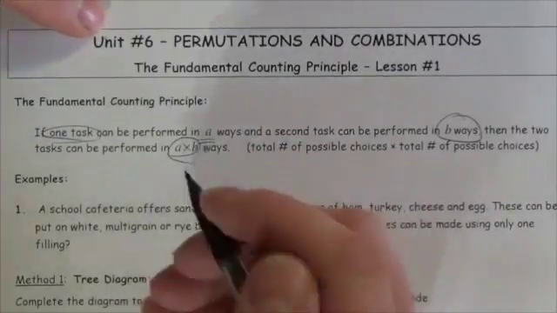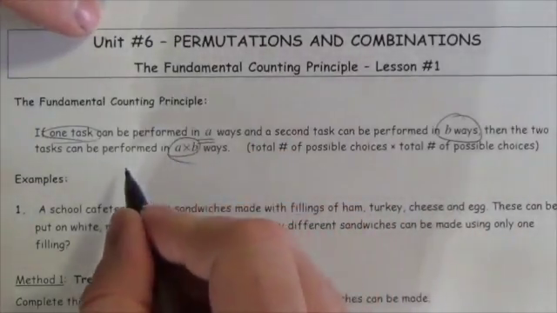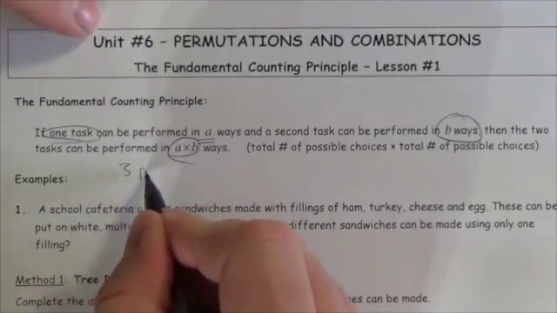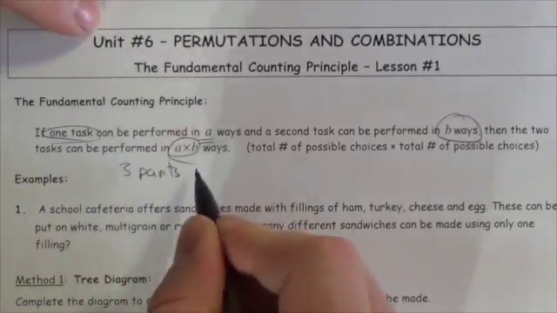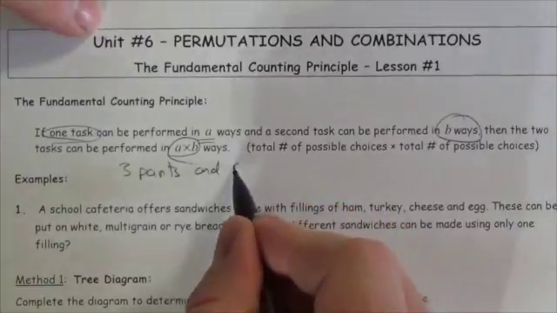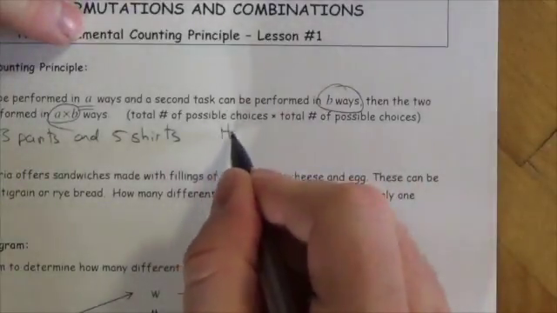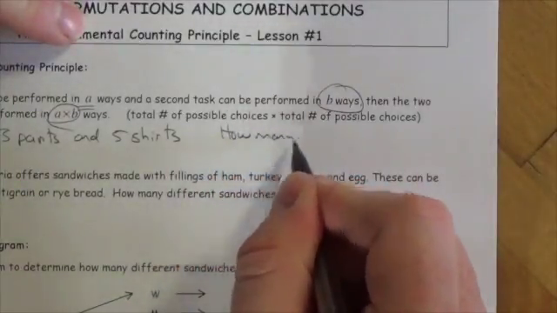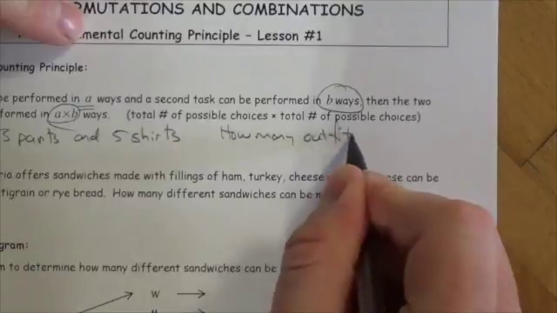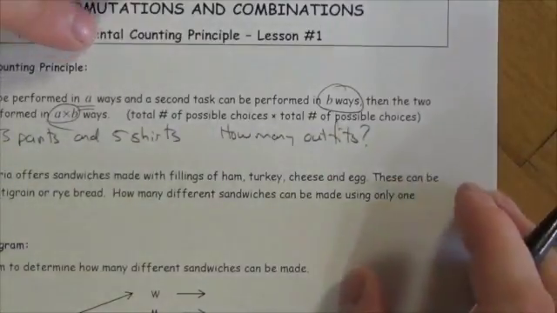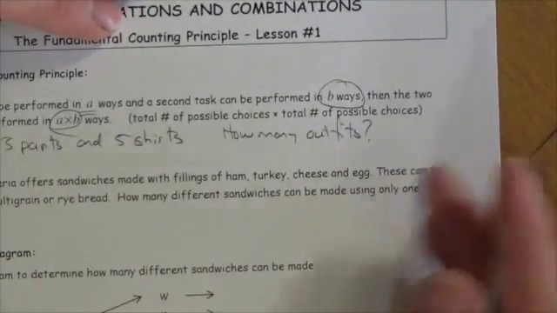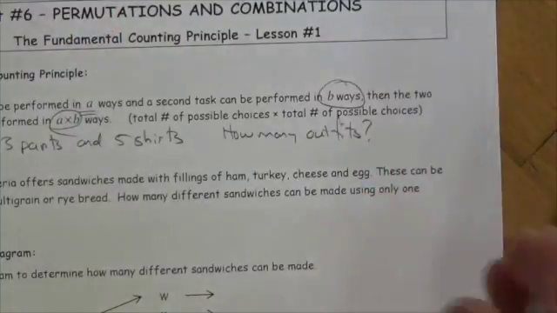So if you think about it like this, let's just make it really easy. Let's say you've got 3 pairs of pants and 5 shirts. The question is, how many outfits is this? Well, to get an outfit together, you need to put on a pair of pants and you need to put on a shirt here.